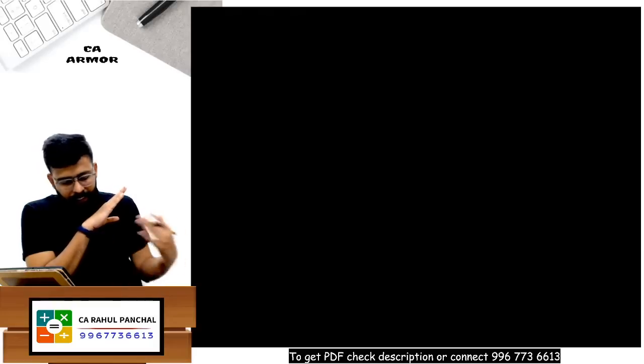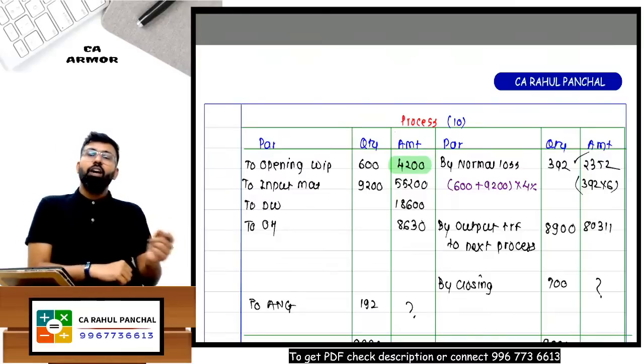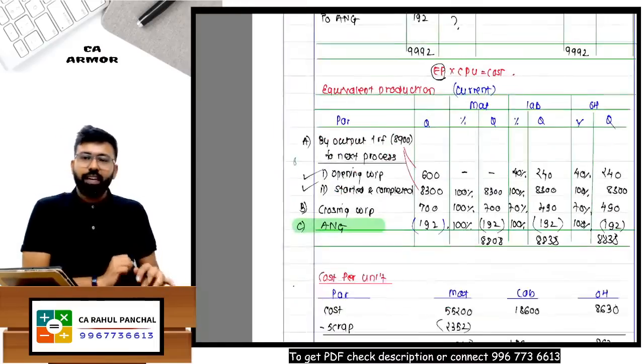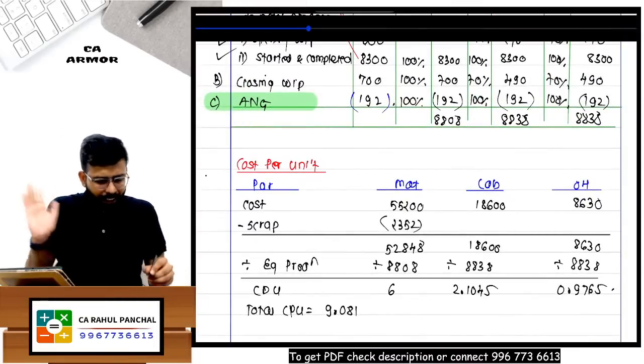Just go to the debit side and write it down, 80311. I got this value, 80311. Now if it is a closing WIP, how are you going to get the value? Now you know how to get the value. Just take the calculator and do it with me. You are going to write down the same again.